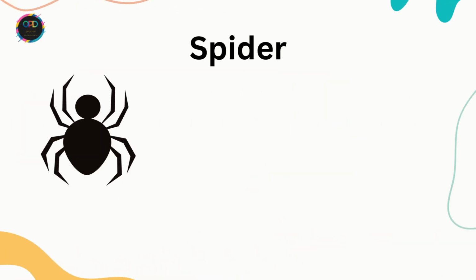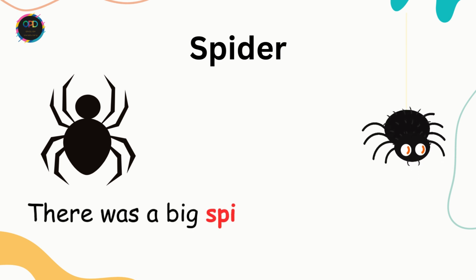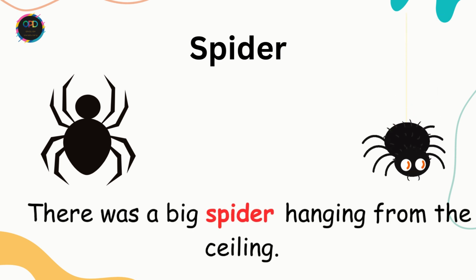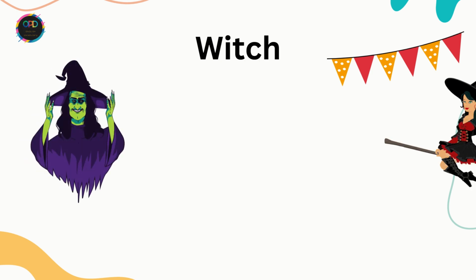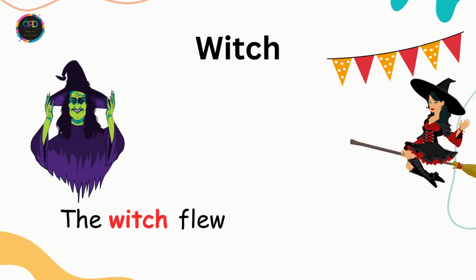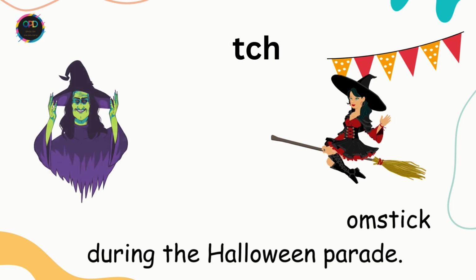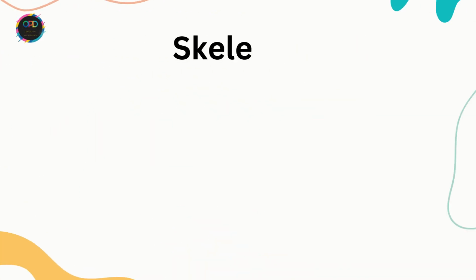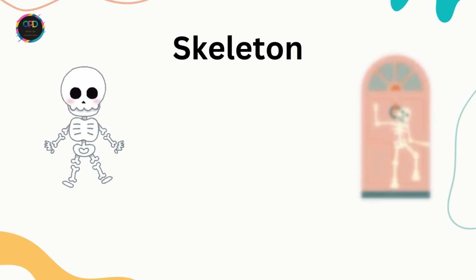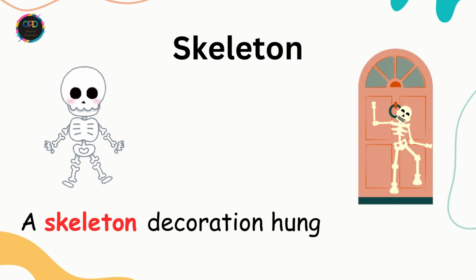Spider. There was a big spider hanging from the ceiling. Witch. The witch flew on her broomstick during the Halloween parade. Skeleton. A skeleton decoration hung on the front door.